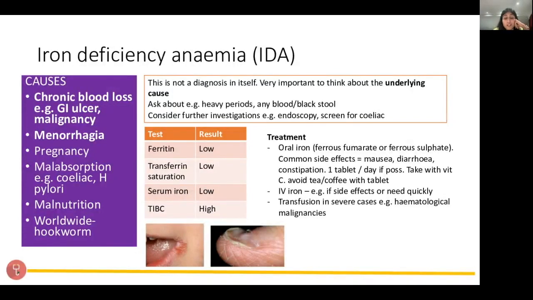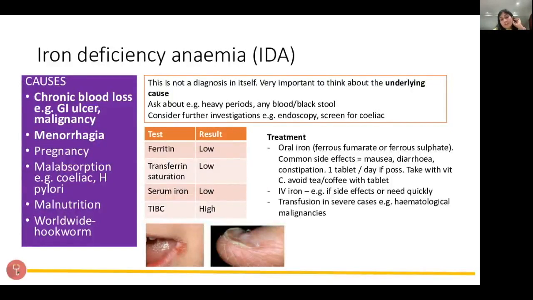And then serum iron will be low because obviously you don't have any of it. But TIBC, which is your total iron binding capacity, will be high because it's sort of the opposite of transferrin saturation. It means that there is a lot of capacity for the transferrin to bind the iron, because not much of it is bound at the moment. So that's why that's high. But yeah, I hope I didn't confuse that too much.